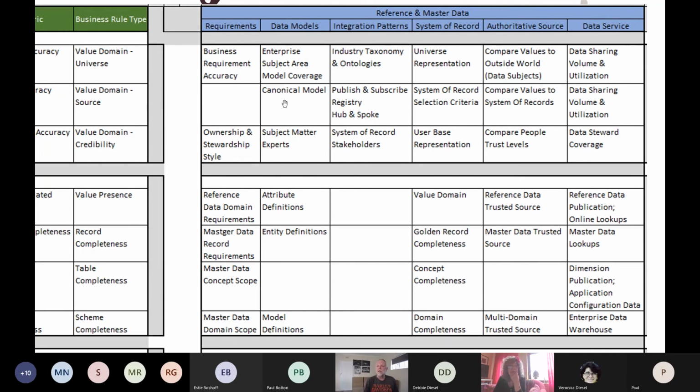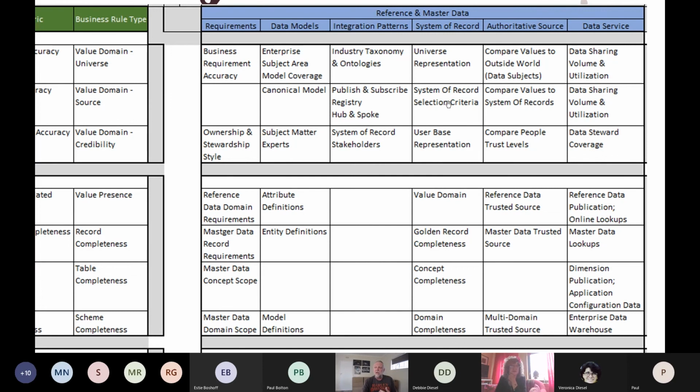Okay, so my universe is then modeled by my subject area. My accuracy is on a canonical model, and what do my subject matter experts look like for that domain? What credibility do they have? Integration patterns on that. I can look at the taxonomies and ontologies. I can look at publish and subscribe, registry, hub and spoke, and then I can look at my system of record stakeholders. And so I go in terms of every single one of these areas of that system of record. If I'm going to choose that as a data acquisition system of record, how does it represent the universe?